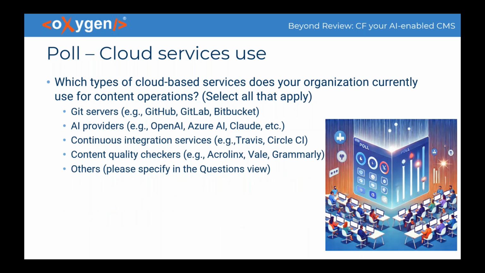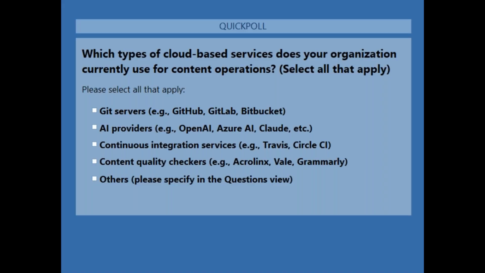I also wanted to make another quick poll regarding the cloud services that your companies use. I want you to share what types of cloud-based services your organization is currently using. Are they Git servers, AI providers, continuous integration services, content quality checkers like Calcrolinks or Veil or Grammarly, or other services that you might need to specify in the questions view?